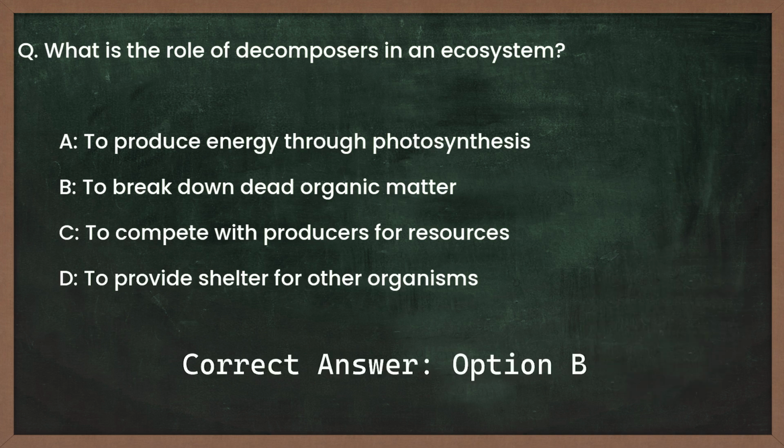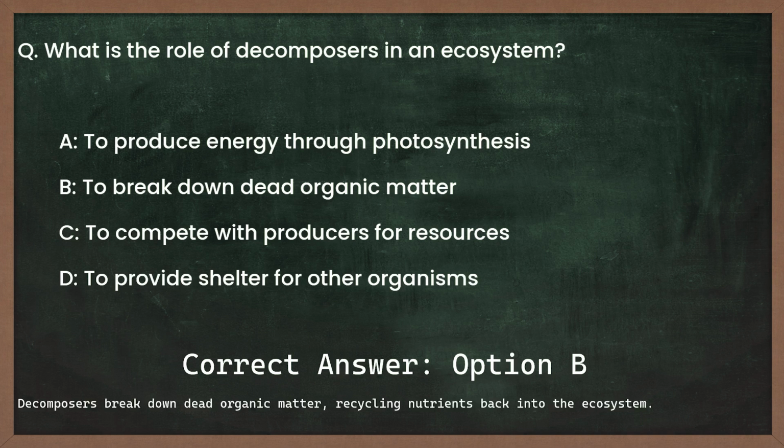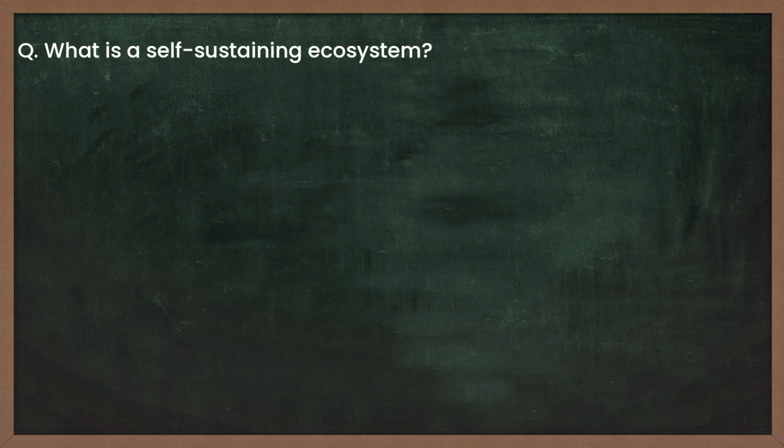The correct answer is option B, which is to break down dead organic matter. Decomposers break down dead organic matter, recycling nutrients back into the ecosystem. Question: what is a self-sustaining ecosystem?